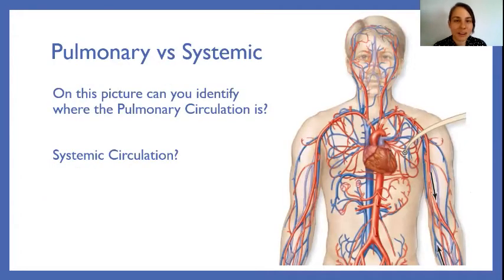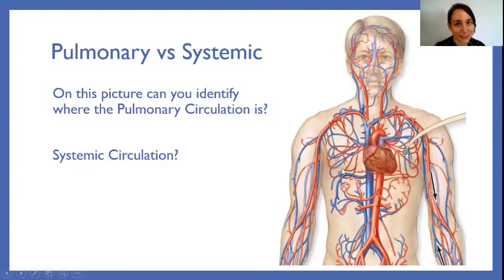Now, the pulmonary versus the systemic. On this picture, we're going to see the heart and the entire network of those large arteries and veins. The capillaries are so small, we don't even see them on this picture. But these arteries and veins traveling throughout the entire body exist in both the pulmonary circulation and the systemic circulation. So on this picture, can you tell what this arrow is pointing to or what this arrow is circled right here? What kind of circulation is this? And right here.